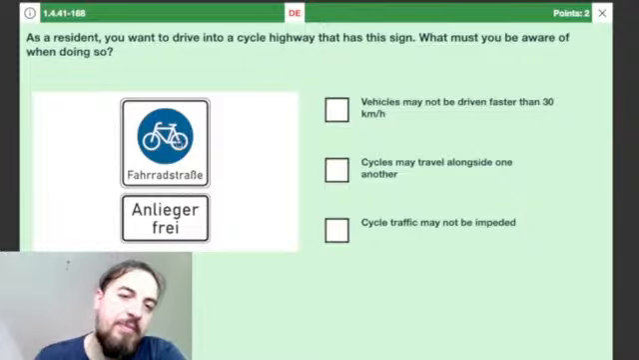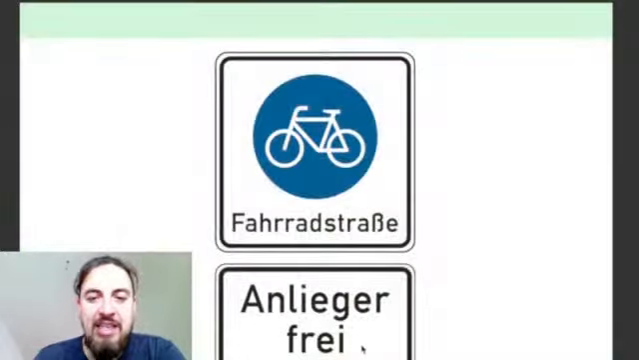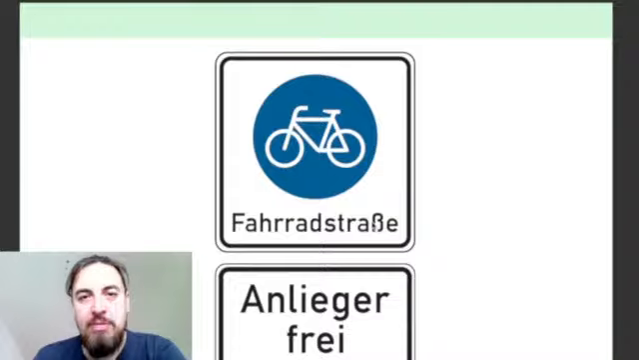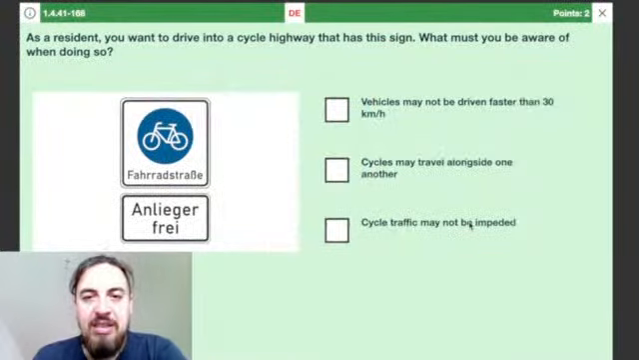Okay, let's have a look. Anliegerfrei means that people who live there or who are visiting someone who's living there are allowed to enter. And if not, it's just a bicycle road and only bicycles are allowed to enter. So vehicles may not be driven faster than 30 kilometers. That is correct.